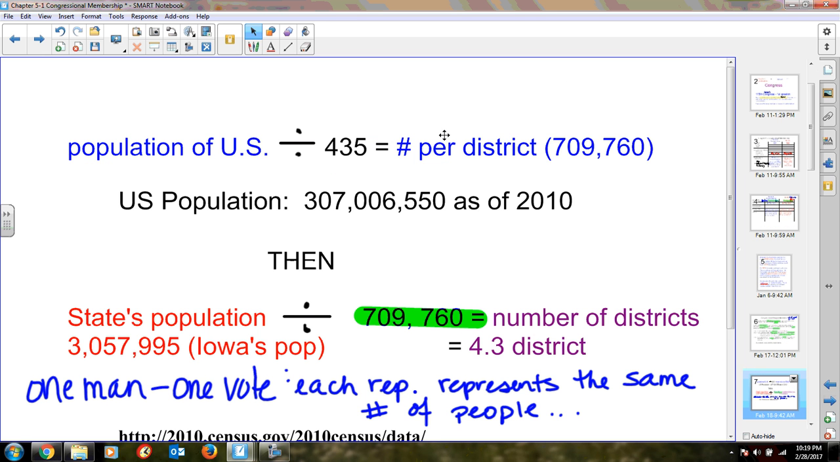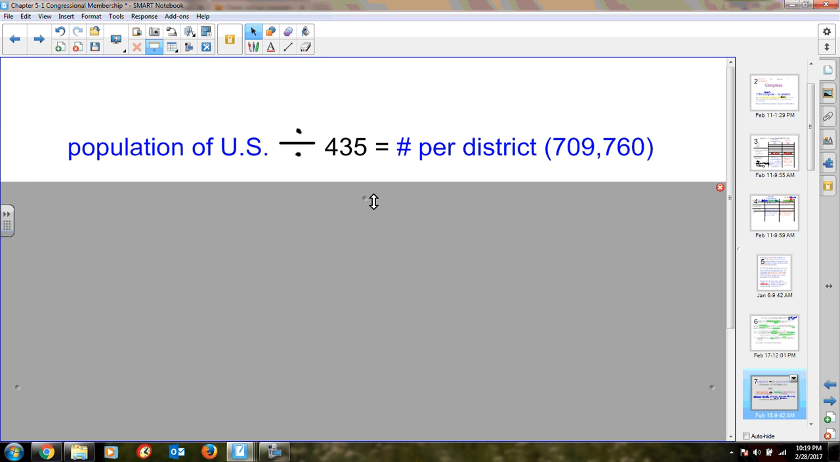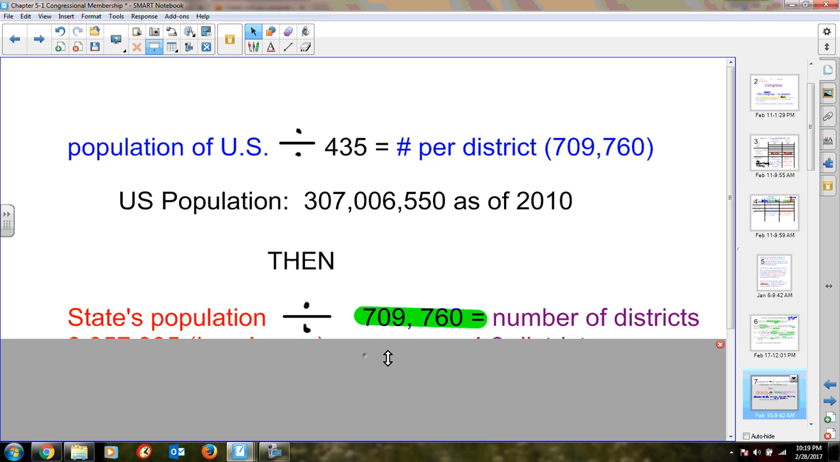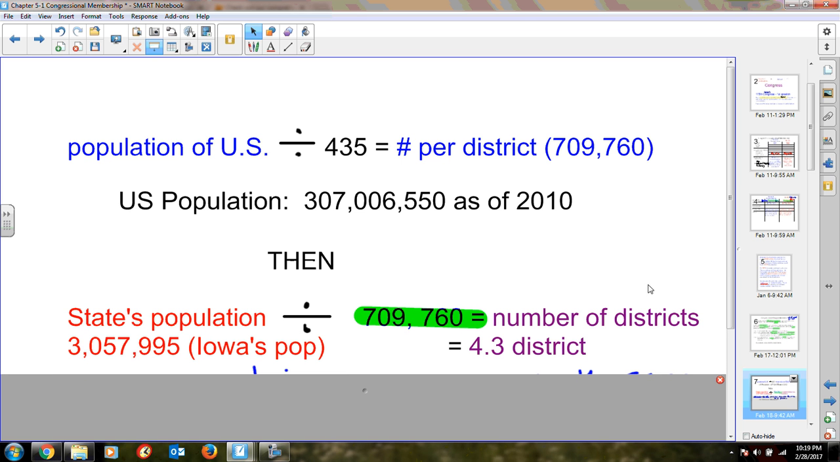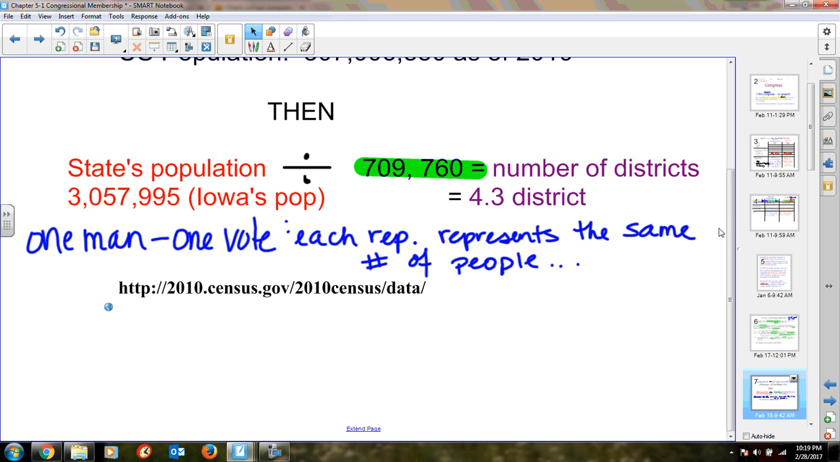So let's look at it in a formula way. So you might want to jot these down. Population of the United States divided by 435. That number in 2010 was roughly 700,000 people. You take the population of the state and divide it by that 700,000 people. In the case of Iowa, our population was roughly 3,557,995. If you divide that by 709,760, we get 4.3 districts. So we have 4 districts.